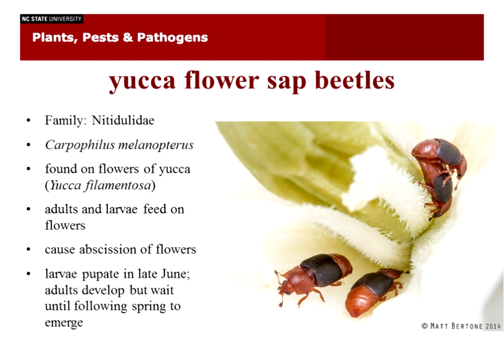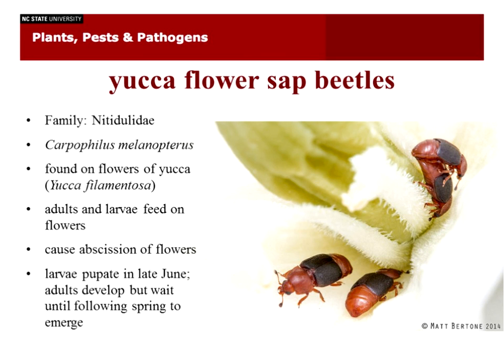There's some famous members of this group of beetles, including the small hive beetle, picnic beetles, a couple other ones, and I may talk about them over the years, different species, because different species do different things. This species in particular is Carpophilus melanopterus. You can tell it by its red coloration except for the black elytra. And these are specifically found on the flowers of yucca, Yucca filamentosa.